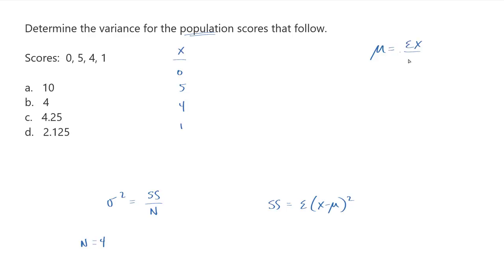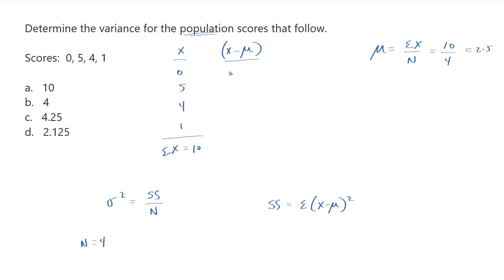Population mean is the sum of x over n. So I need to know my sum of x. And so I've got 0 plus 5, that's 5, plus 4 plus 1, this brings it up to 10. So I've got 10 over 4, that's 2.5. So in order to work out my deviations from the mean, I'm going to have to subtract 2.5 from each.